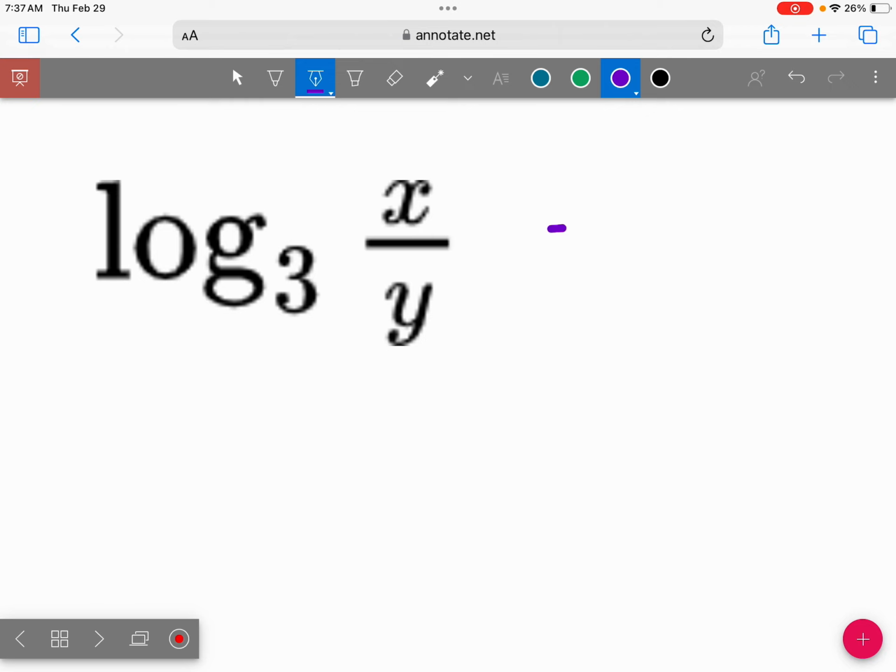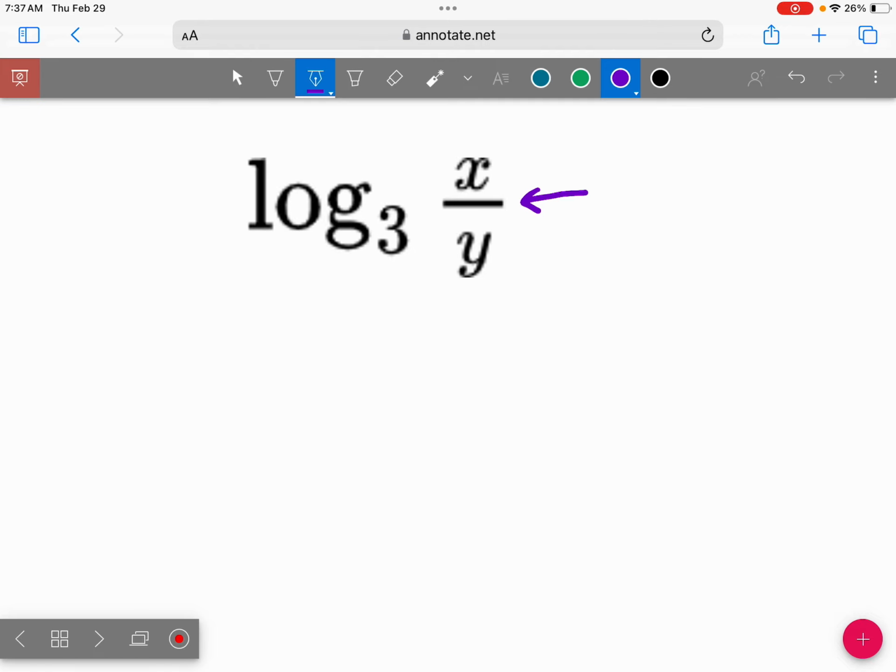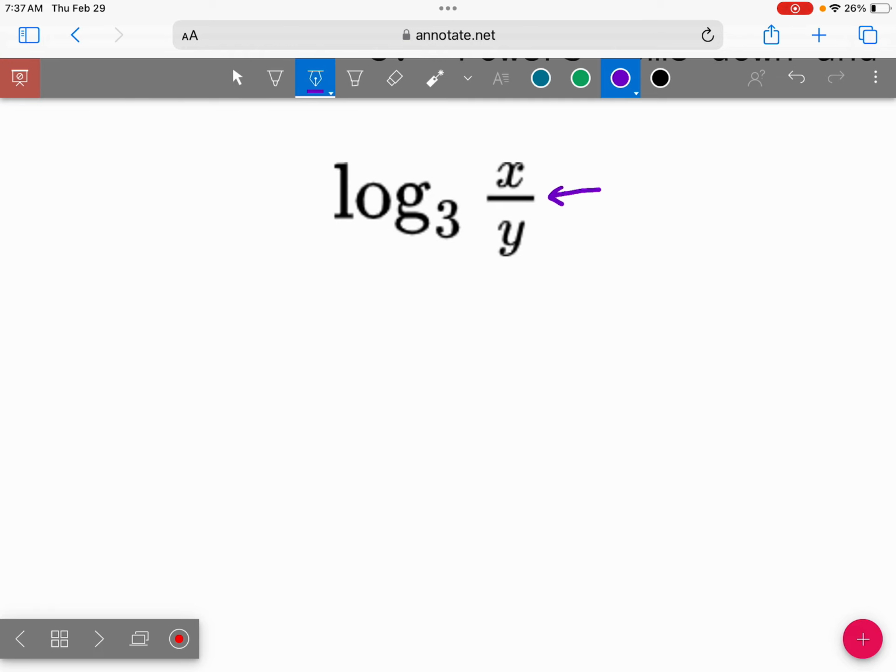So on this next one, we have an x and y, and we have log base 3. This is division. So division is going to become subtraction. So we're going to split it apart. So we need to split this into 2 pieces.